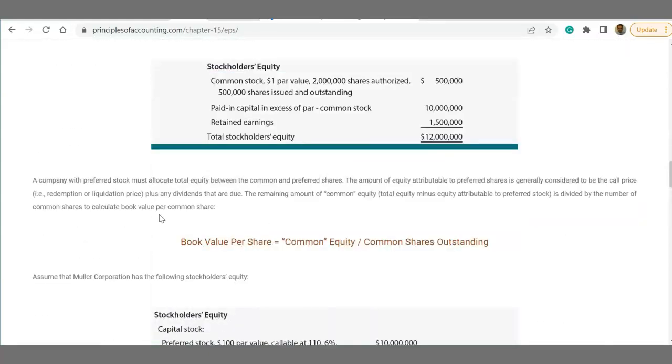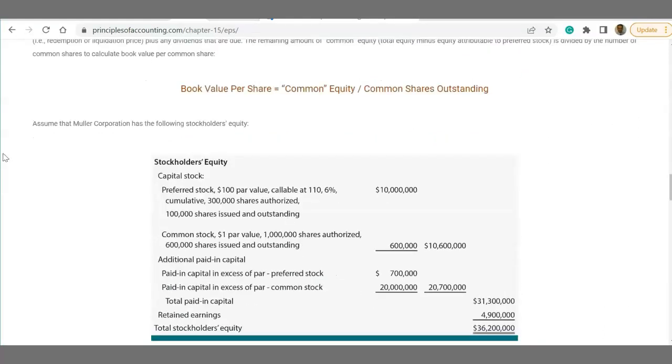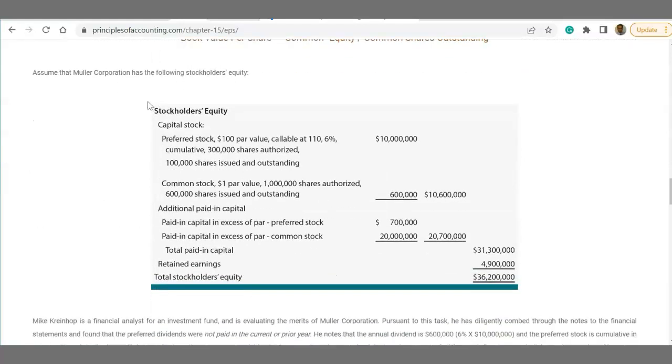Okay, but that's what book value is: common equity divided by common shares outstanding. Okay, let's look at this example.